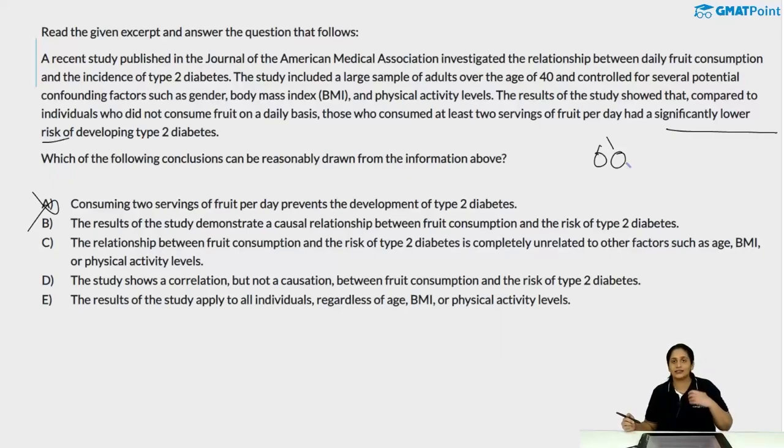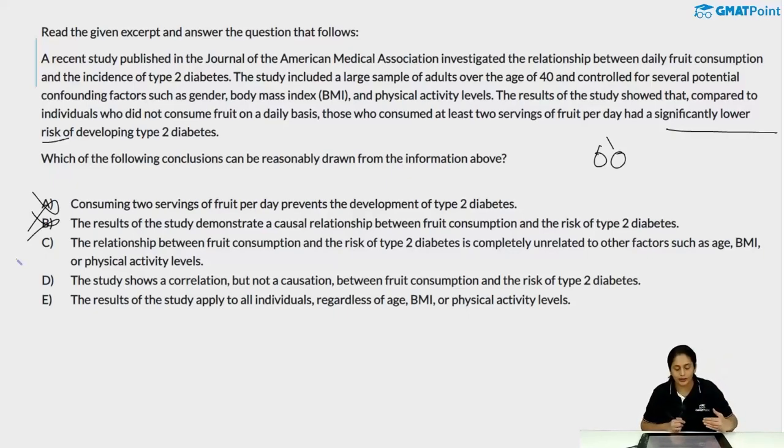So correlation does not imply causation, but causation would imply correlation. So correlation is like a lower level of evidence. Causation is a higher level of evidence, which shows that, okay, if you took two fruits and suppose now you stopped and now your risk increased, then you can say, okay, there's a causal link also. So a higher level of evidence is required to establish causation than simple correlation. And that level of evidence has not been reached by the information given. So a causal link cannot be established. So option B can be eliminated.